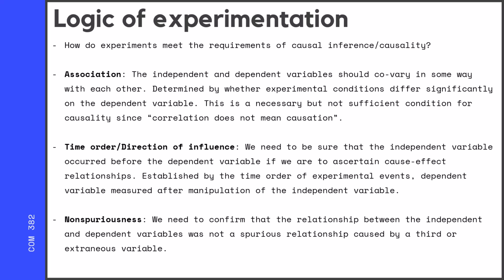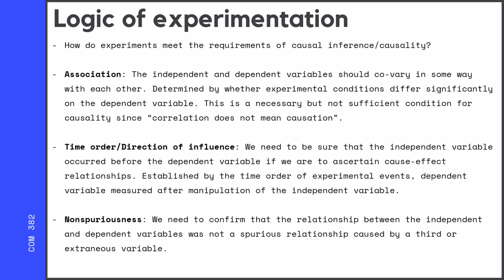Time order, or direction of influence. In an experiment, we have to be sure that the independent variable came before the dependent variable in order to determine that there was a cause-then-effect relationship. So you have to be certain about the time order. The dependent variables are measured after the independent variable was manipulated or presented. Non-spuriousness. We need to make sure that the relationship between the independent and dependent variables was not a spurious relationship, that it was not caused by a third or somehow extraneous variable.